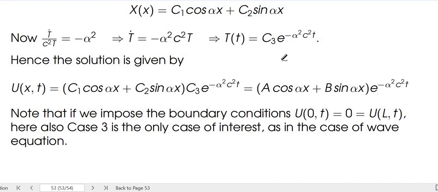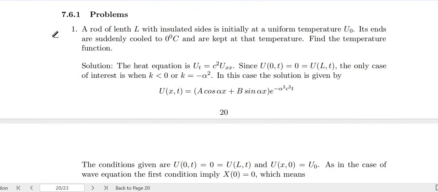If it is not changing with respect to time, the situation is called a steady state, and there we have an equation like u(x,t) = ax + b. Now let us see a problem, a simple problem. This is the most simple problem in the case of the heat equation.